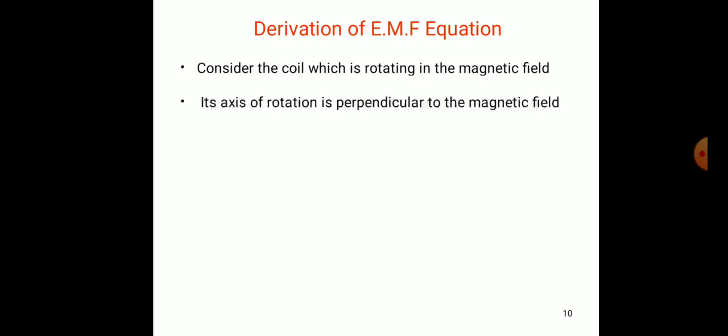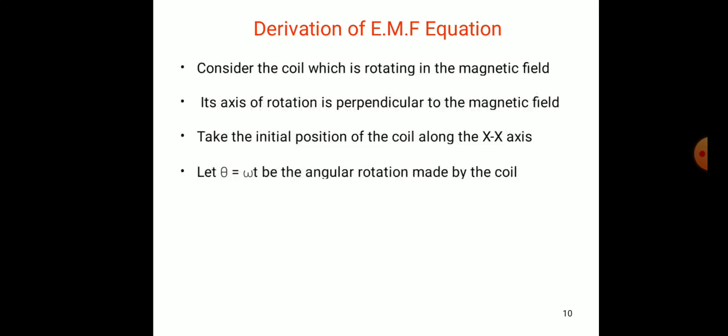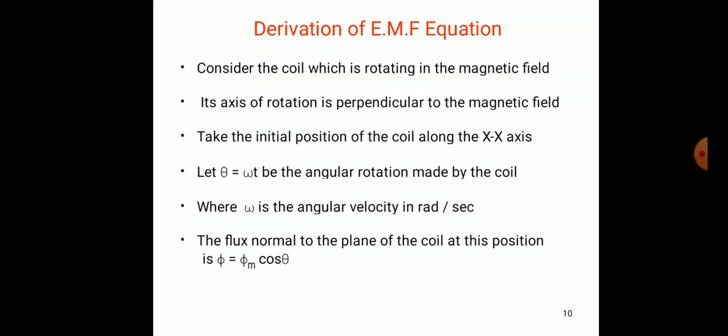Consider the coil which is rotating in the magnetic field. Its axis of rotation is perpendicular to the magnetic field. Take the initial position of the coil along the x-axis. Let theta, that is omega t, be the angular rotation made by the coil, where omega is the angular velocity in radians per second. The flux is normal to the plane of the coil at this position.